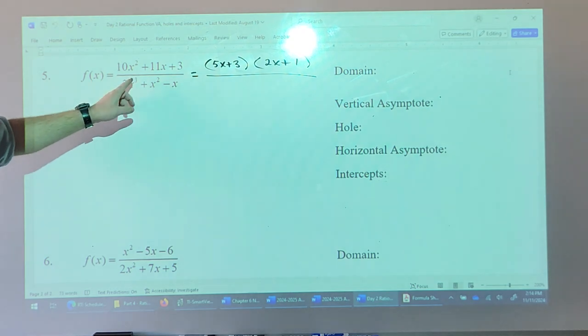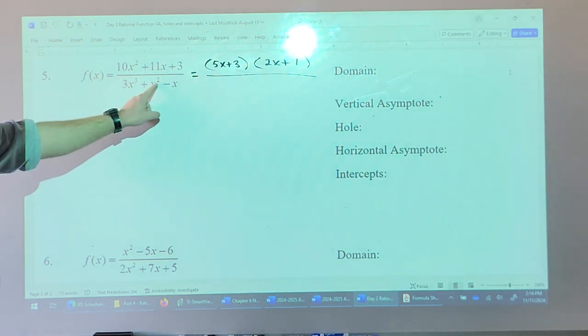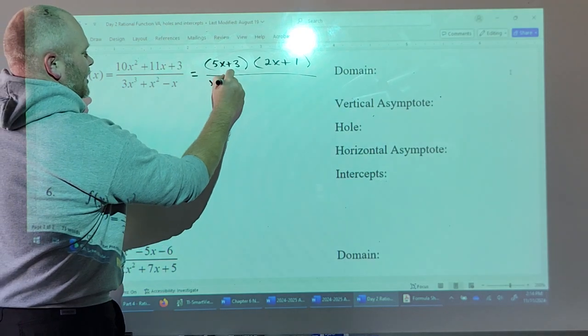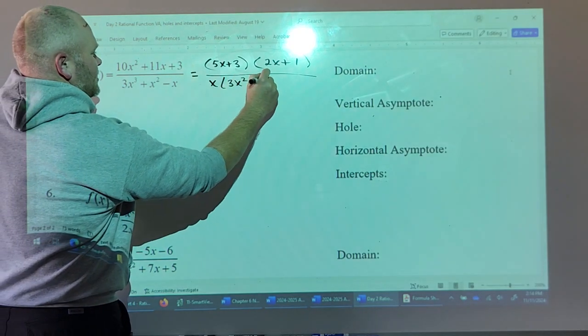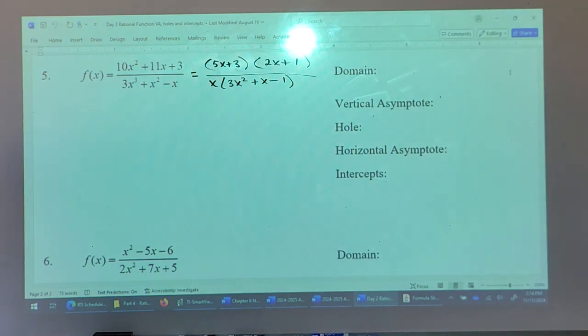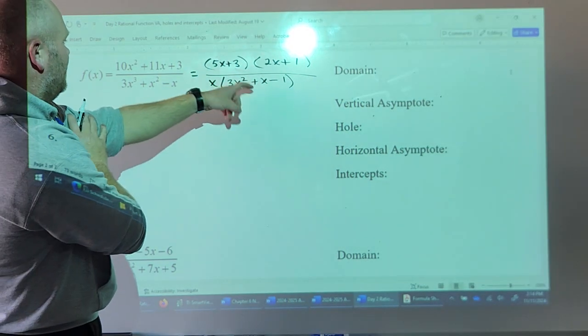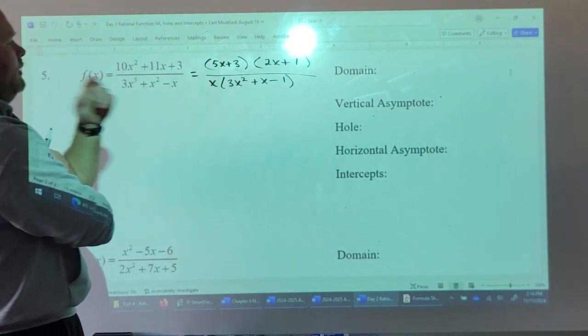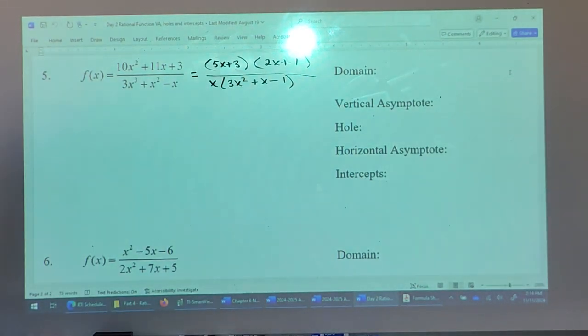Okay, bottom, we got a cubic. But all three of these terms have an x, so we can factor out an x. So we get x times 3x squared plus x minus 1. And then unfortunately, this quadratic you're left with after you factor the x out can't be factored any further. So we're kind of stuck there.